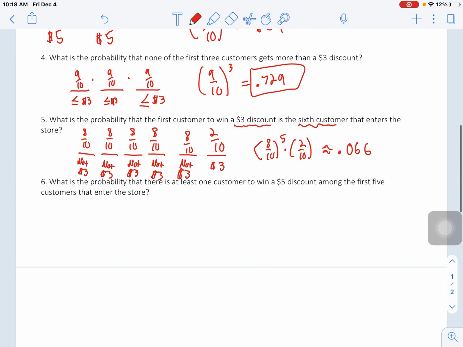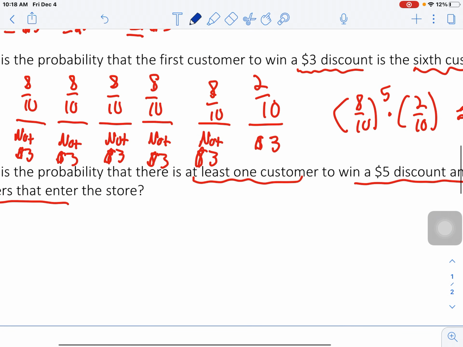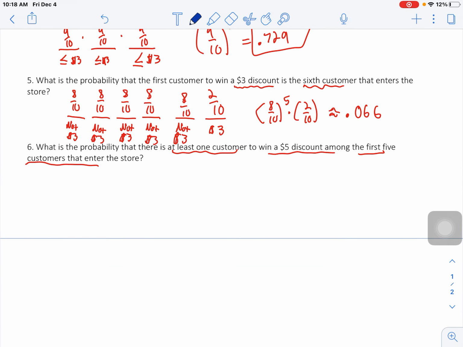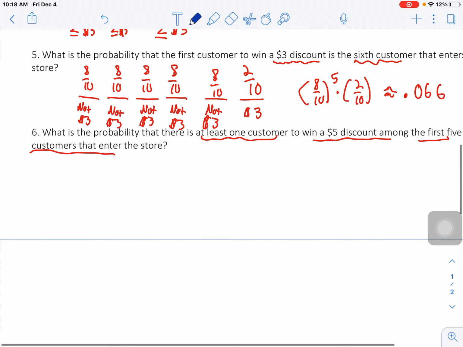All right, and the last question here, what is the probability that there's at least one customer to win a $5 discount among the first 5 customers that enter the store? All right, this one's a tougher one, but we got this. So the key thing here is that you recognize at least, right? At least one customer to win a $5 discount among the first 5 customers. So remember, when you see the words at least, think of the complement.